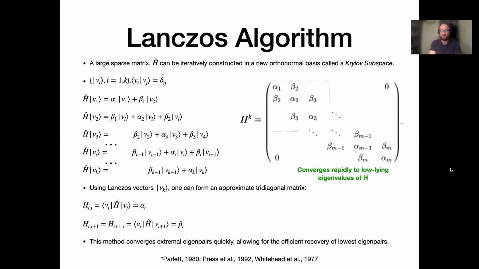On this slide, I have a visual breakdown of the Lanczos process, which is surprisingly simple, but does a good job of finding extremal eigenvectors. The input matrix is iteratively constructed in a new orthonormal basis called the Krylov subspace, and this tridiagonal matrix converges rapidly to the extremal eigenvalues of the large sparse matrix of interest. One can typically get the lowest few eigenstates in a couple hundred Lanczos iterations from my prior experience. So one completely avoids the need to diagonalize the full model space in this case.